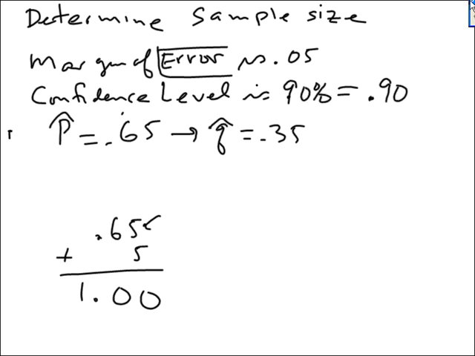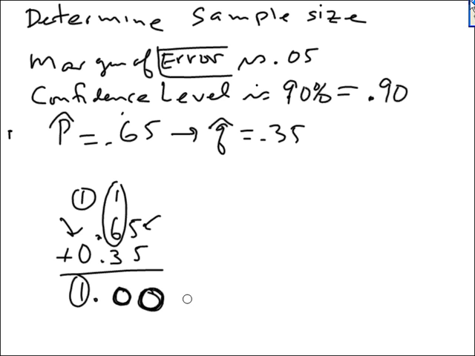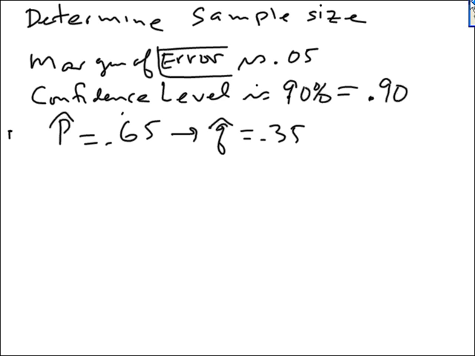Well, 5 plus 5 gives you 10, which ends in a 0, carry a 1. This is 7, add 3 more, it ends in 0, carry a 1. And 1 plus 0 gives you 1. So 0.35 is q hat. And instead of having that constant 1/4 or 0.25 in the formula, we now have p hat and q hat.